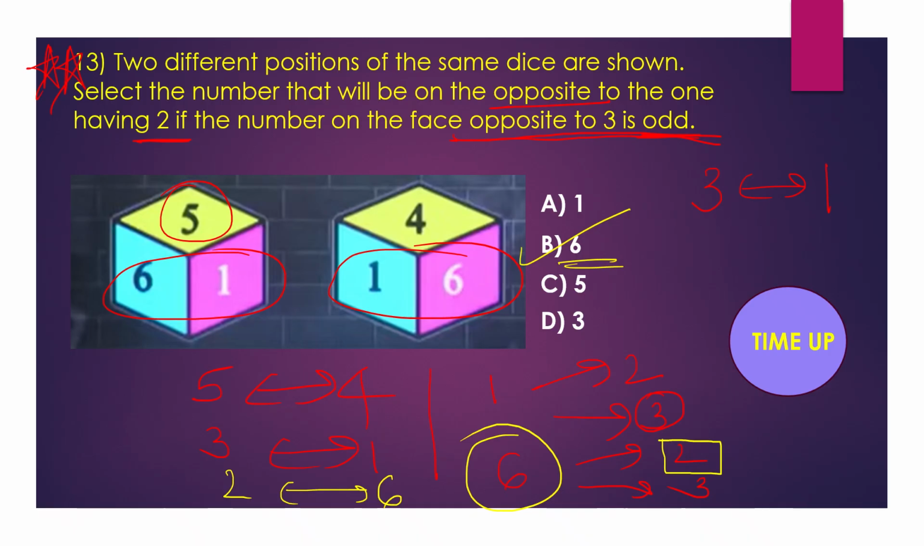Opposite of 2 can be 1, or it can be 6. We can't say. But in the question they have said, the number on the face opposite to 3 is odd. So 3 का opposite कौन सा है? Odd number होना चाहिए. तो 1 is an odd number, 6 is an even number. So the opposite of 3 is 1.